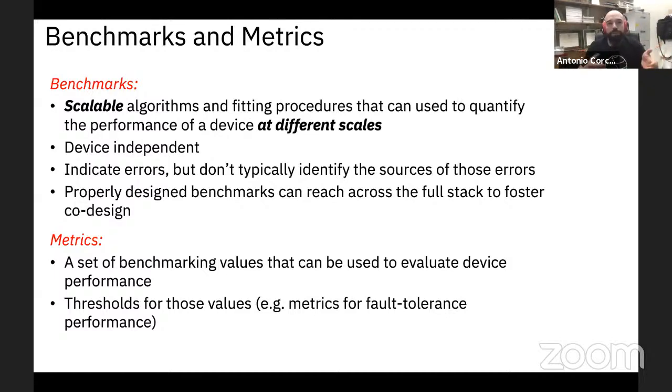For example, you could imagine something I will be discussing later, which is called randomized benchmarking, as a protocol, as a benchmark for evaluating the performance of qubits or quantum computers. And then the metric associated with that will be a fidelity, which tells us how well the gates or the unitary operations we perform in the system are coming out.